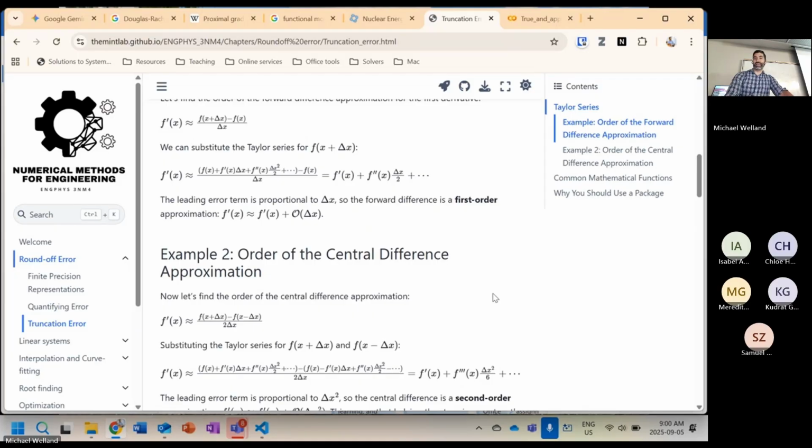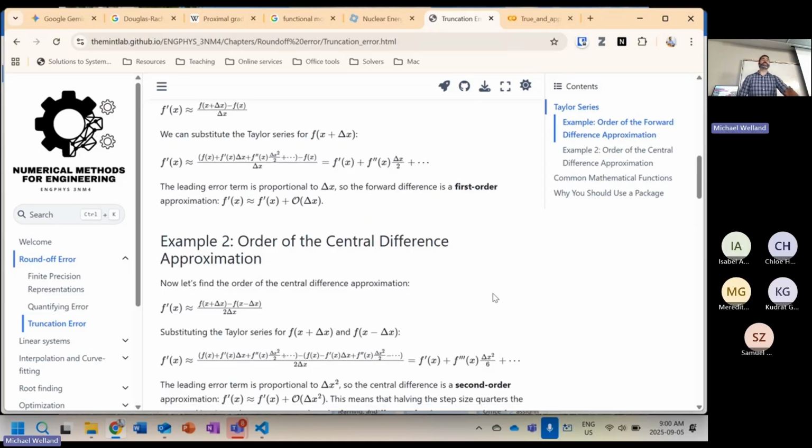If instead, what we did, instead of taking the derivative at this point, I need more whiteboard.